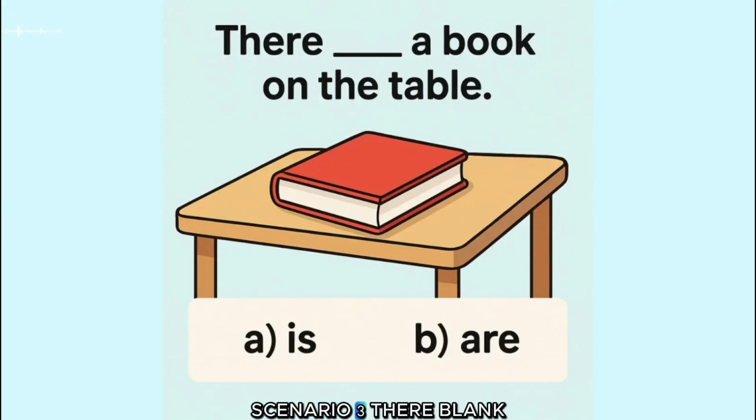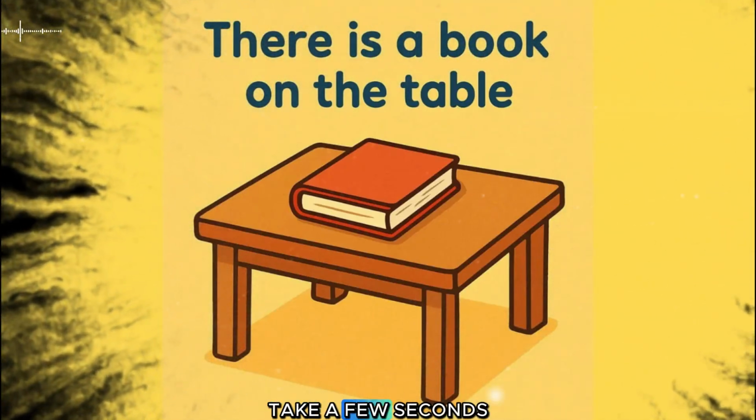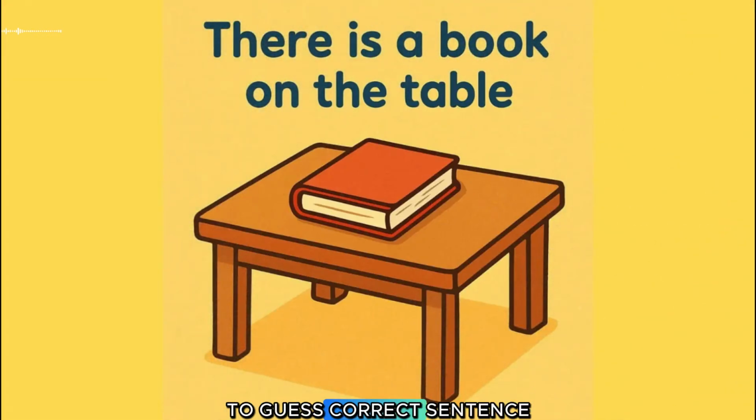Scenario 3. There blank a book on the table. A: is, B: are. Take a few seconds to guess. Correct sentence: There is a book on the table.